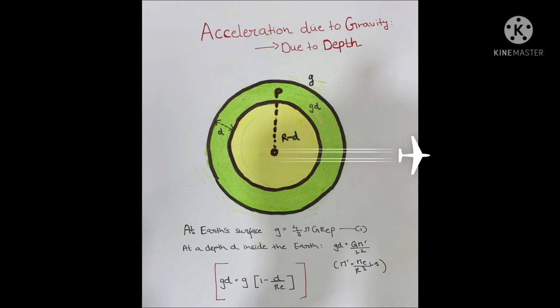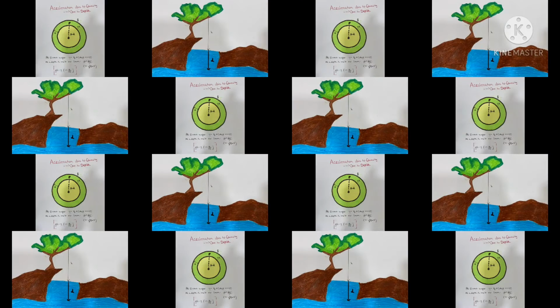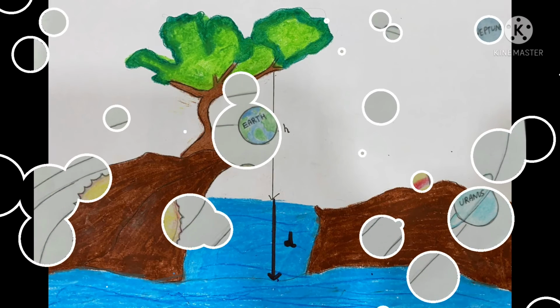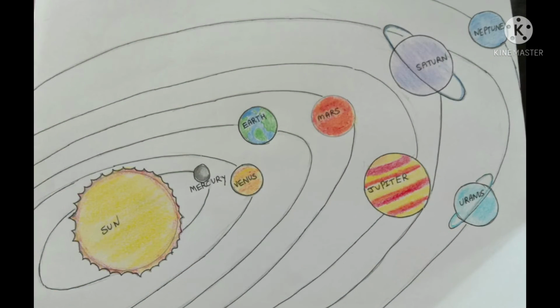Acceleration due to depth. Assuming that the density of the Earth remains the same throughout the volume, we can consider a point of mass m at a depth d below the surface of the Earth. So the distance from the center of the Earth is r minus d. The Earth can be thought of as composed of a smaller sphere of radius r minus d and a shell of thickness d. Hence the given formula can be derived. The relation clearly shows that with an increase in depth, the acceleration due to gravity decreases.